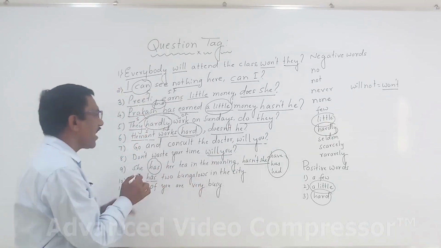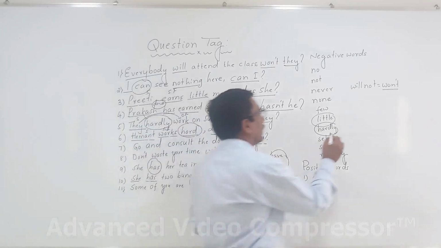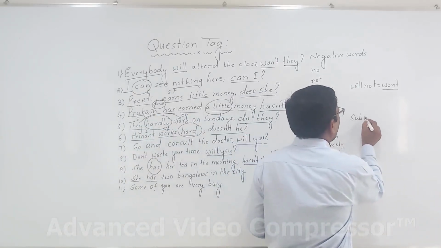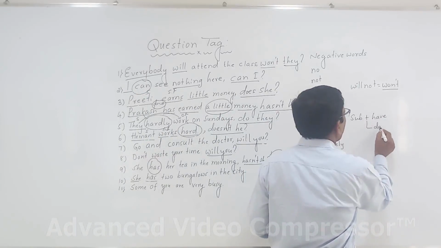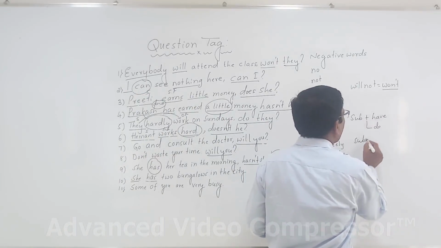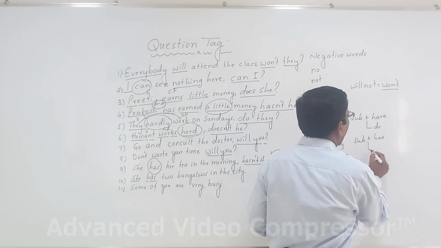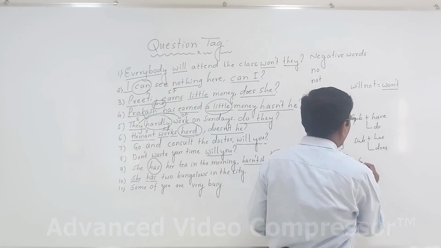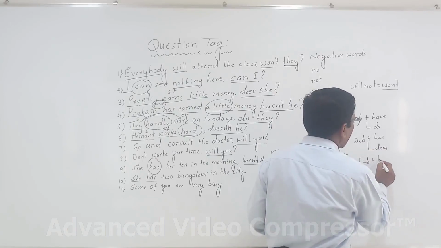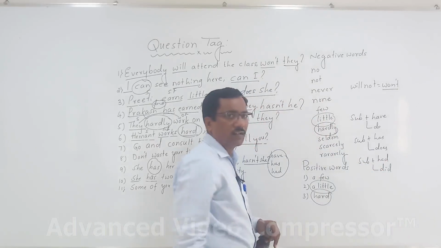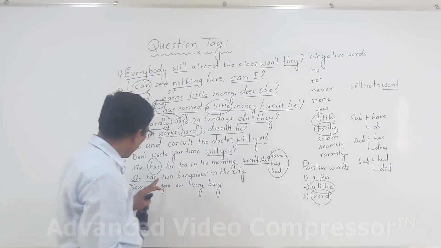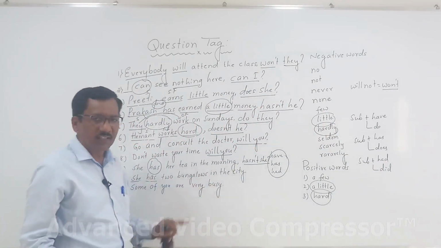If subject plus have is there, do should be used. If subject plus has is there, does should be used. If subject plus had is used, did should be used. Please remember. Understand? Now, she has 2 bungalows in the city.